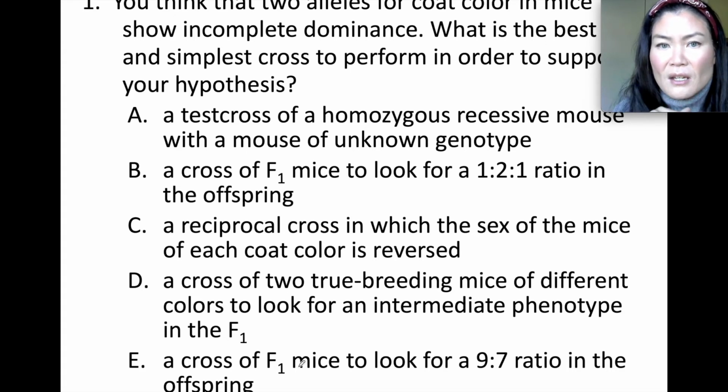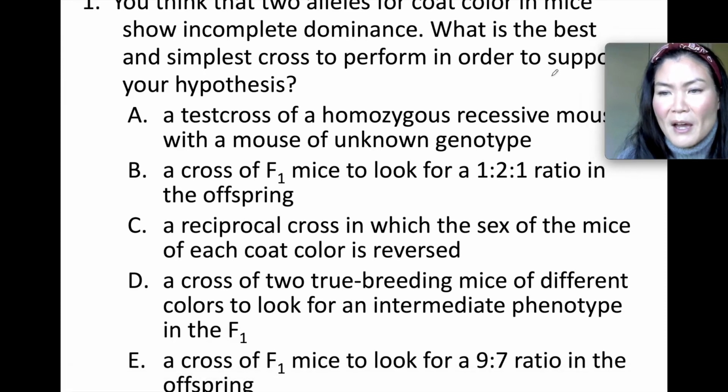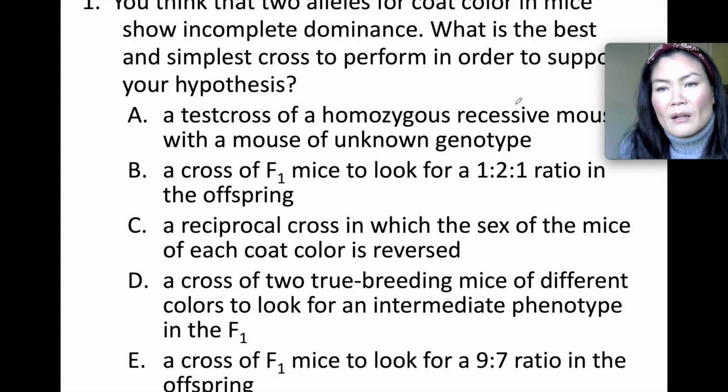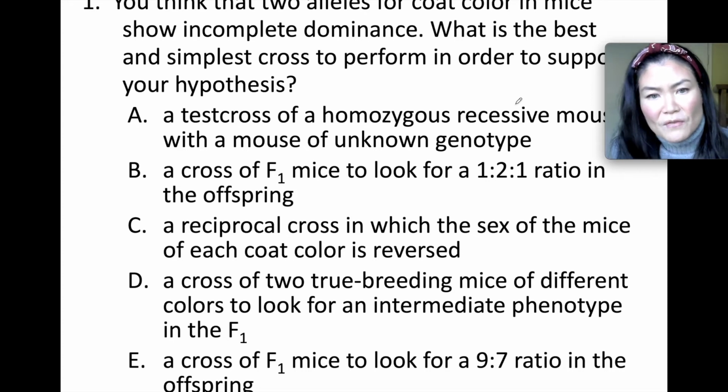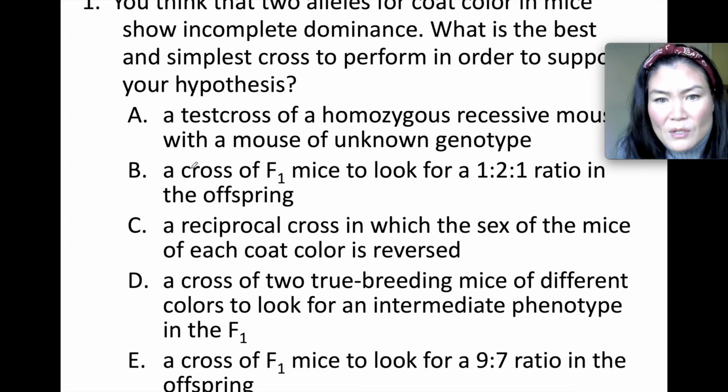If you think that two alleles for coat color in mice show incomplete dominance, what is the best... Oh, I see. This is actually not a math problem, okay? What is the best and simplest cross to perform in order to support your hypothesis? So you think that this coat color shows incomplete dominance. Which of these, A, B, C, D, or E, can give you the answer to verify that hypothesis? A: a test cross of a homozygous recessive mouse with a mouse of unknown genotype. Okay? B: a cross of F1 mice to look for a 1 to 2 to 1 ratio in the offspring.